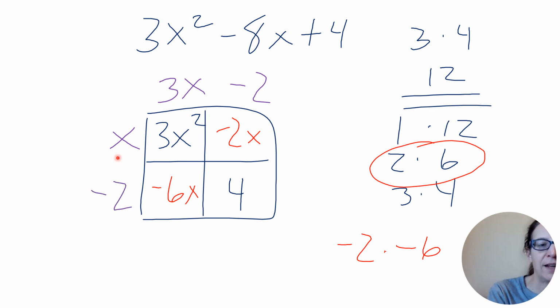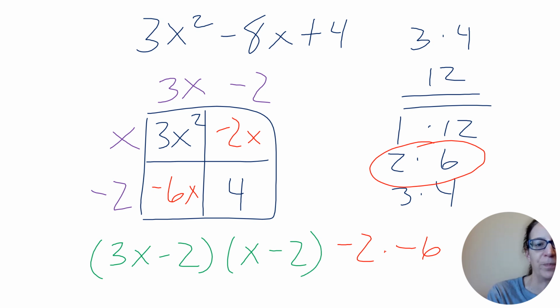And then here's your check. Negative 2 times negative 2 is positive 4. And so all of them should check. Your factors would be 3x minus 2 and x minus 2.